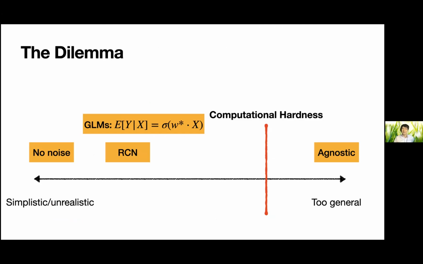This leaves us with the following picture, where there are the simple and perhaps unrealistic models on the left-hand side. There are the totally general and actually too general models like agnostic learning on the right-hand side. And there's this computational hardness barrier. The simple ones are on the left-hand side, so we can do it in polynomial time. And the hard ones are on the right-hand side, and we really can't do much in those models. A lot of this talk is going to be about this other model called Massart learning. And as we're going to see, this is really quite on the boundary between the easy and the hard.